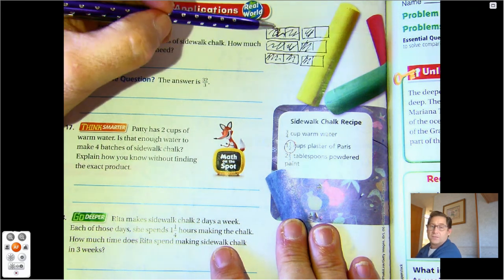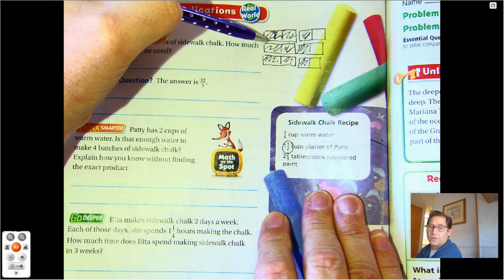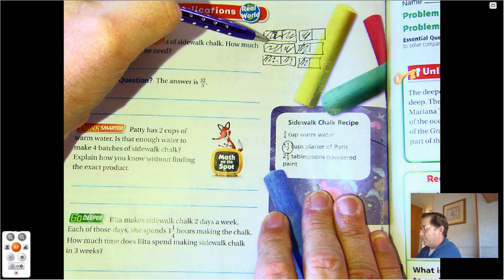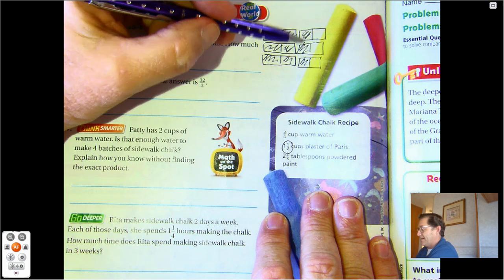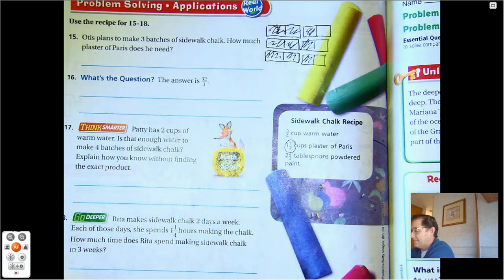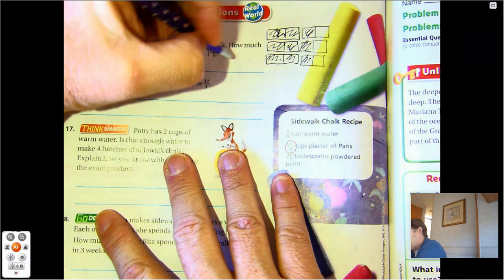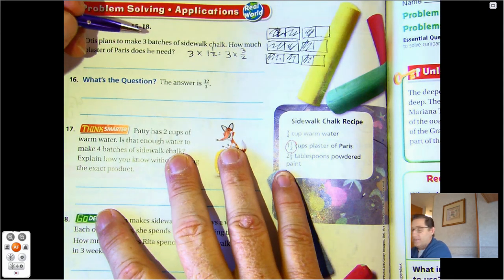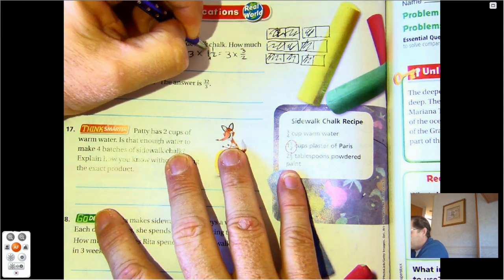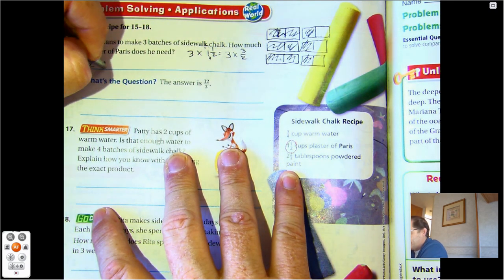Okay. So we know every one whole piece has 2 parts, and we have 3 sets of them. So 3, 6, 9 halves. So 3 times 1.5 is the same as saying 3 times 3 halves. 2 times 1 is 2, plus 1 is 3. All right, so we get 9 halves cups.